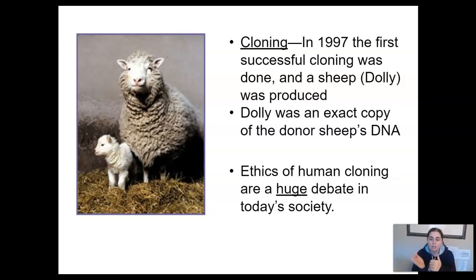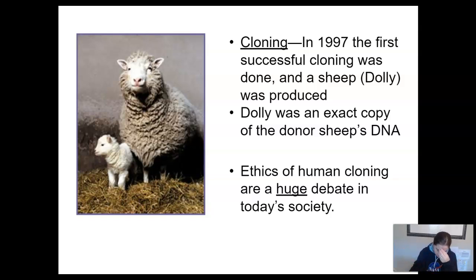Dolly was an exact copy of the donor sheep's DNA. If you're doing this before Thursday, Friday's lesson, we're going to watch a 23-minute clip on 60 Minutes on cloning of polo horses, which is being done now, and you have entire teams of cloned horses down in South America. So not only is cloning of animals being done today, it's being done very successfully, but it does also lead us to some huge ethical and moral concerns about whether human cloning should be allowed.